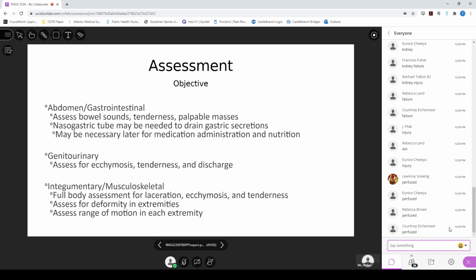Okay, everything's clues. You have to be a detective. So for that indwelling catheter, it's accuracy for INOs. It also can help you monitor if you're getting too much fluid. It can also show you that you have a perfusion problem. And then your skin, your muscle system, and skeletal system, full body assessment, obviously, for any deviations. Assess for deformities and extremities, fractures or broken bones, and your range of motion in each extremity.